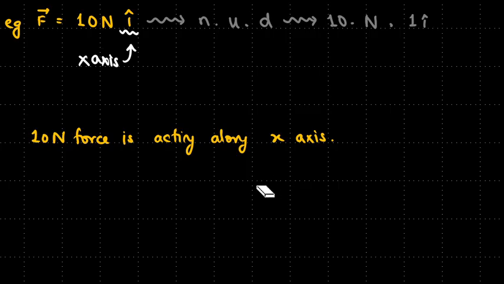This is useful because we can represent vectors and their directions in pretty short and simple ways, which everyone will understand. Instead of writing the force is acting along x-axis, we could just write vector F is equal to 10 newtons in the x-axis, which is I cap. Okay, now let's talk about another one.